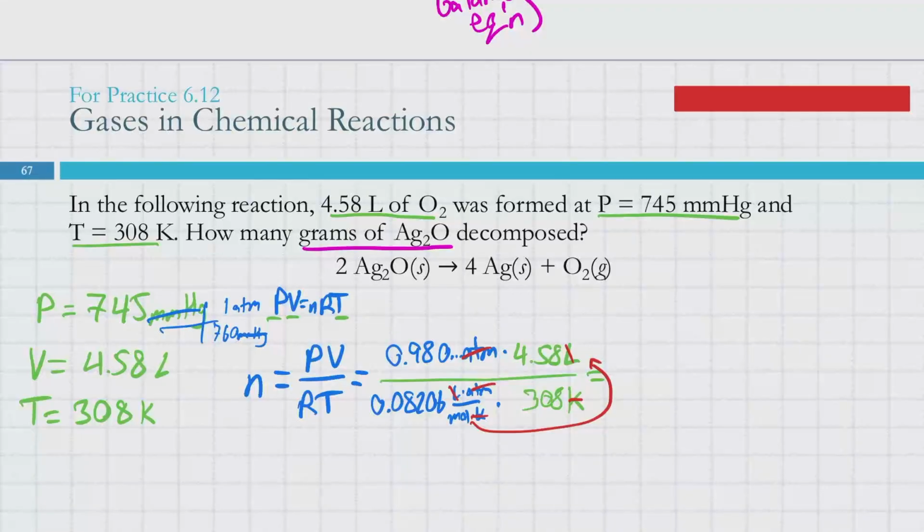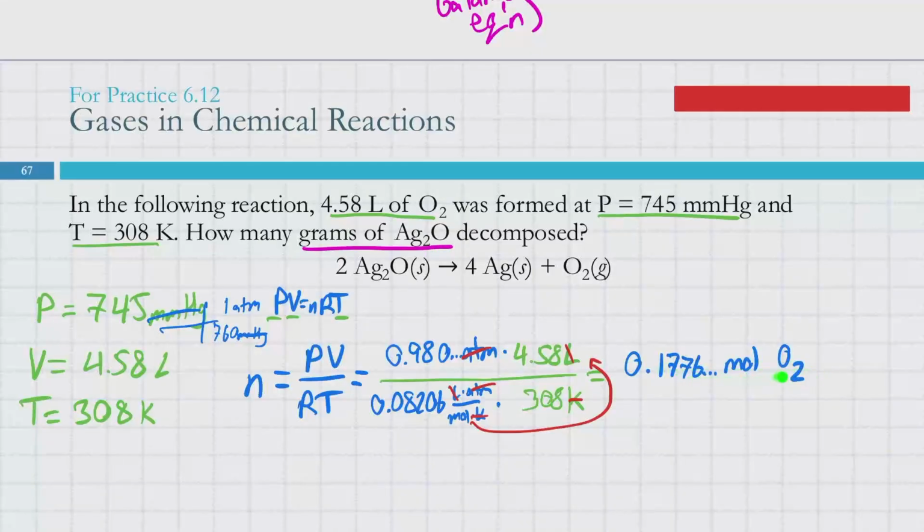So we had 0.1776 and change moles of O2. So that's the gas part of the question. This is the amount of moles that we started with. We are interested in finding the grams of silver oxide.